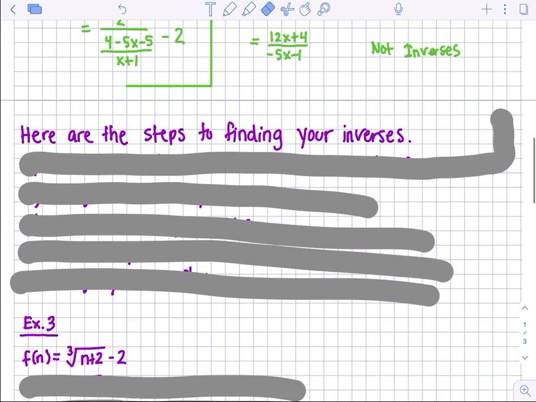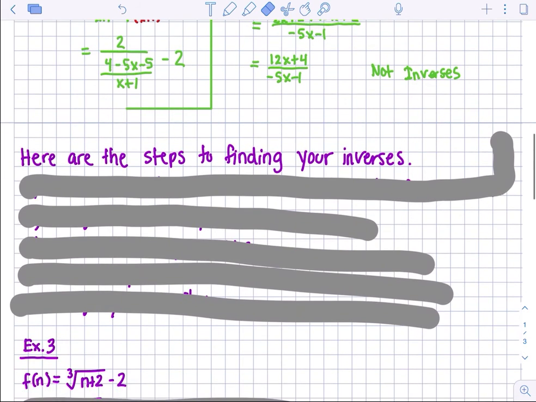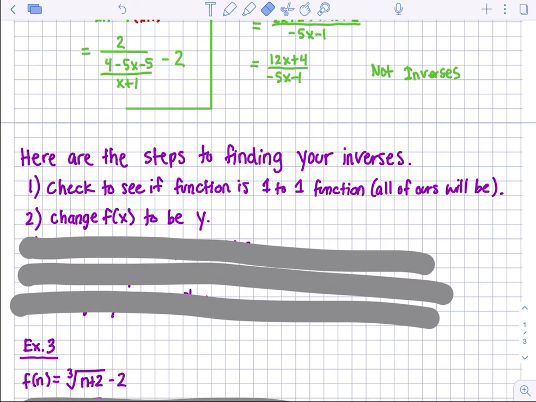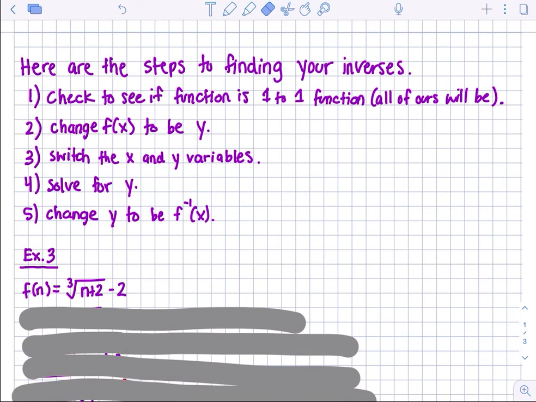Alright, so we're moving on to reviewing finding your inverses. So you guys recall this, or most of you recall this from your notes. There's 5 steps, right? So I told you guys, no matter what, just follow these 5 steps and you should be able to find the inverse of whatever function that's given to you. So we're going to refer back to these when we do this. So there's example 3. So step 1, check to see if function is one-to-one function. So all of ours will be one-to-one because that's what we're going to be asking you guys, okay?